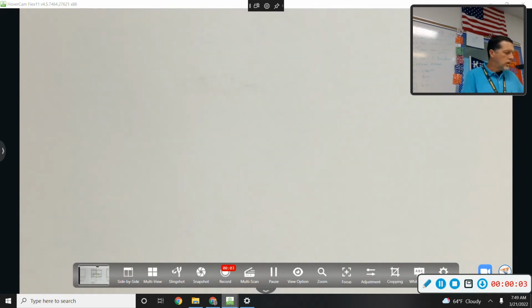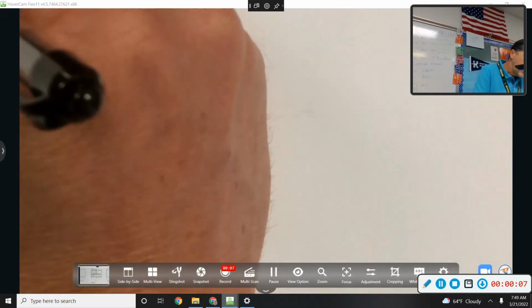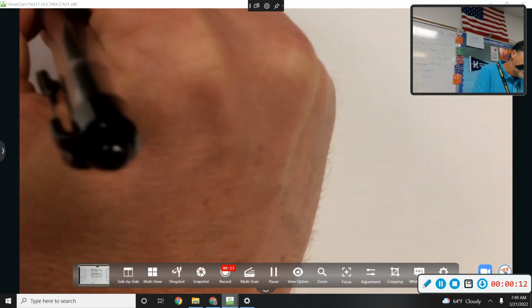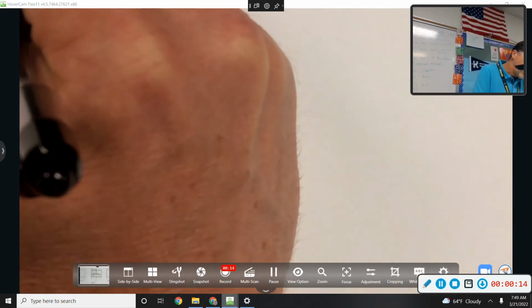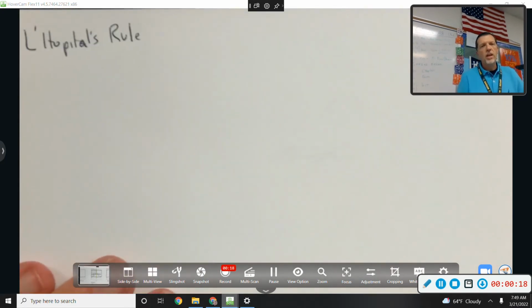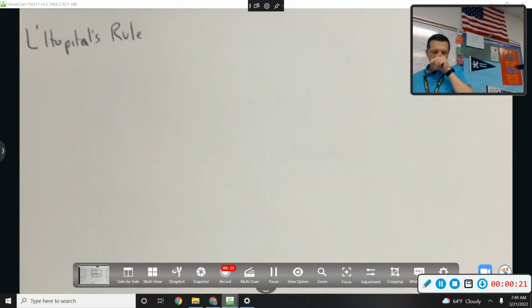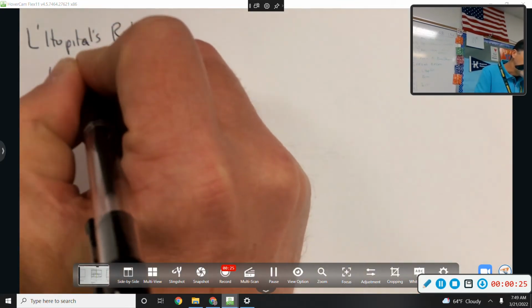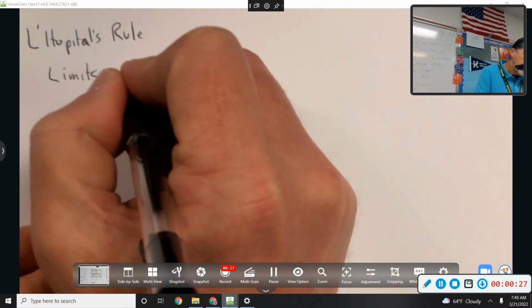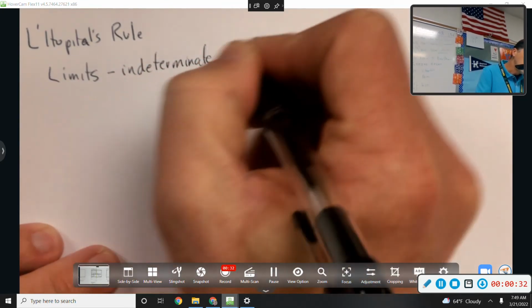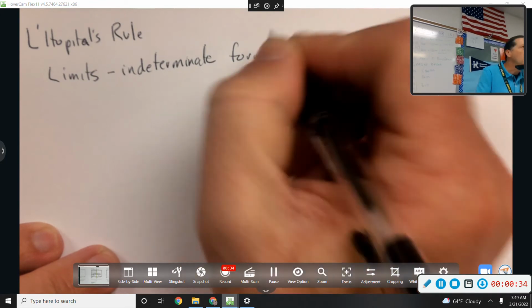L'Hopital's rule, which is L'Hopital. He's a French dude. It's a way of dealing with limits, and specifically indeterminate forms of limits.